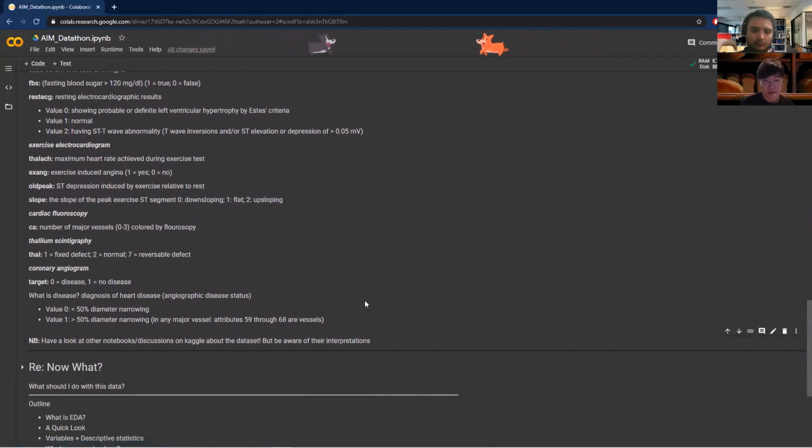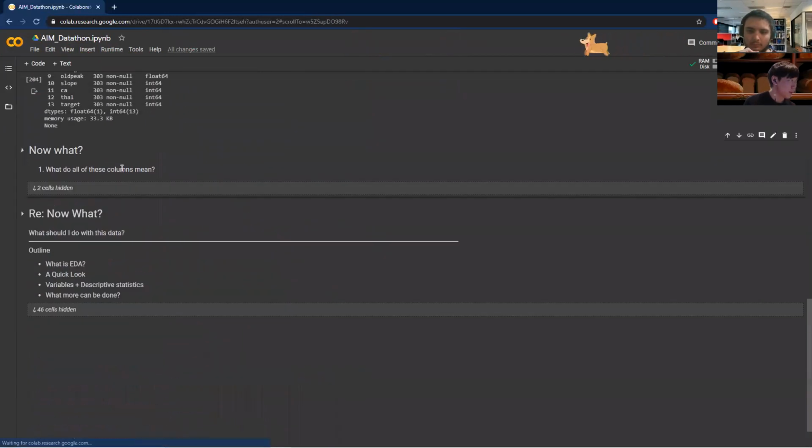And just a side note is that if you do go on Kaggle, a lot of other people have already done analysis on this data set. But I think there are still quite a few aspects that haven't really been explored. There are a lot of notebooks out there on Kaggle that you can have a look at to see what other people have done, to give you an idea of the data set as well.